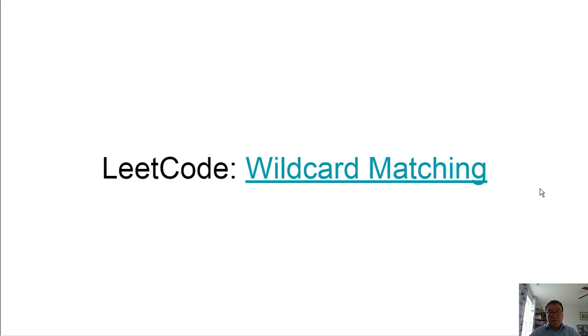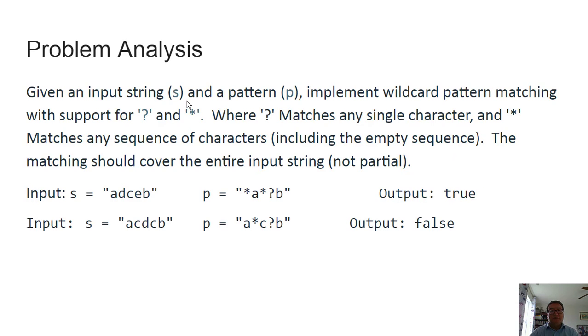Now let's look at another example problem. This is also a problem involving two strings called wildcard matching. We are given two strings, but one of them is a string, the other is a pattern. The pattern can include letters and also this question mark, which will match one letter, or this star, which can match 0 or more letters.